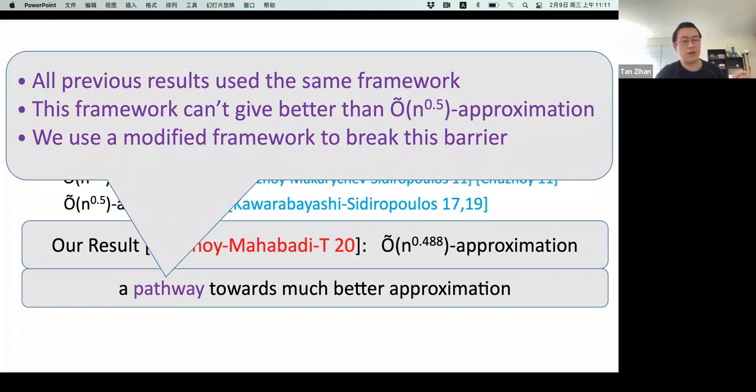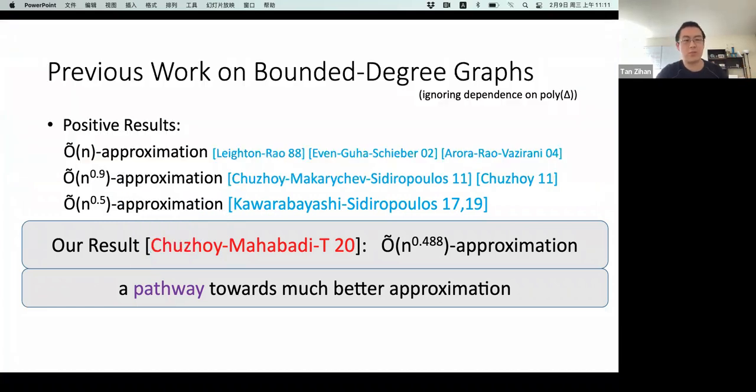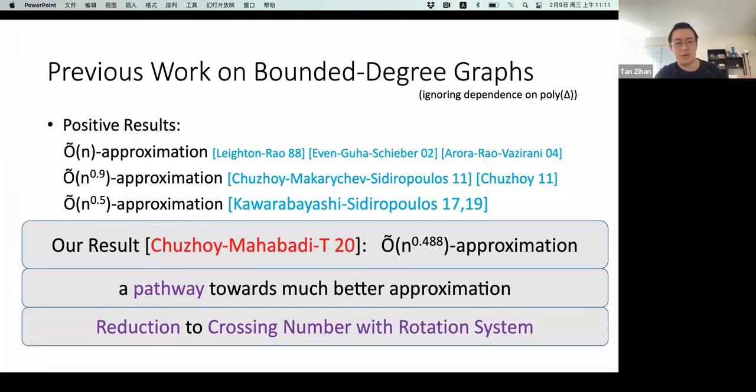And what we are doing is we use a modified framework to get around this barrier. Using this framework, we managed to reduce the crossing number on bounded degree graphs to a related problem that seems easier. It is called the crossing number with rotation system problem. This is our first work.